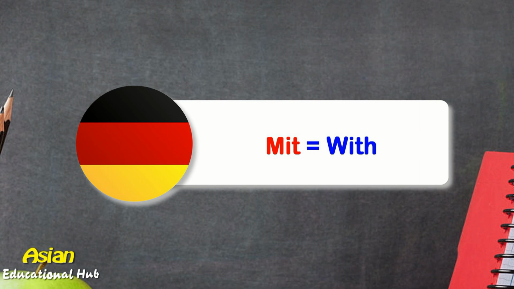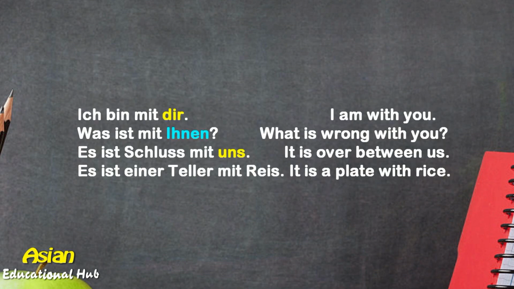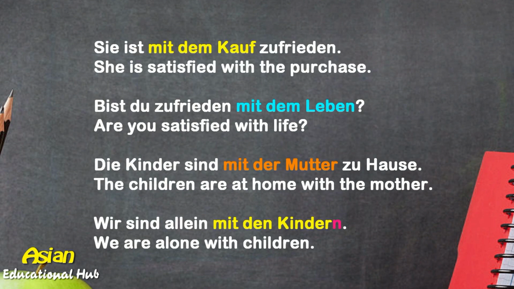Now second one is here mit. Mit means with. Some examples here. Ich bin mit dir. I am with you. Was ist mit Ihnen? What's wrong with you? Es ist Schluss mit uns. It is over between us. And es ist ein Teller mit Reis. It is a plate with rice. Teller means plate.